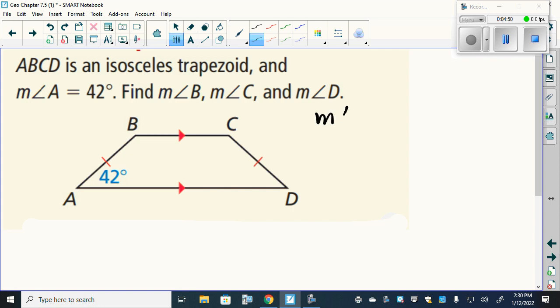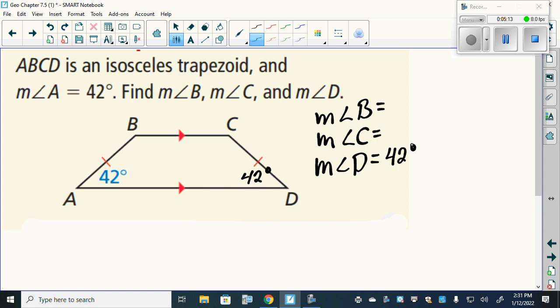So we need to find the measure of angle B, the measure of angle C, and the measure of angle D. So we look at this here. Because it is an isosceles trapezoid, the base angles are congruent. So B and C would also be congruent to each other. And since C and D are non-base angles, they're not on the same line, but they do add together to be 180.